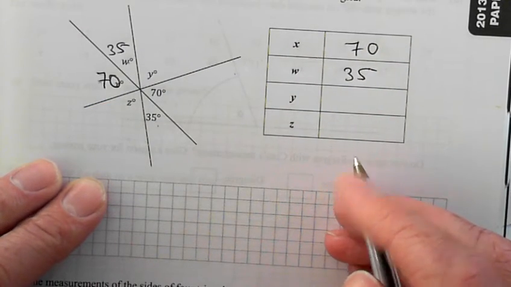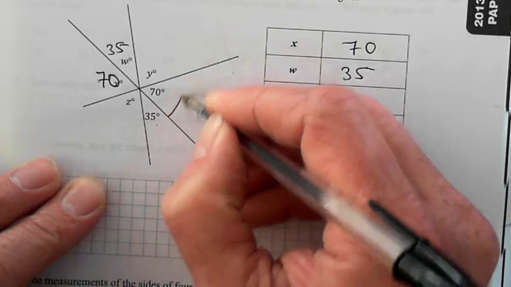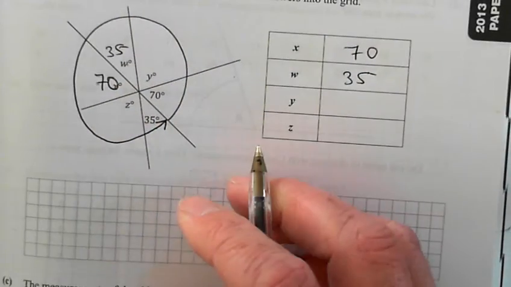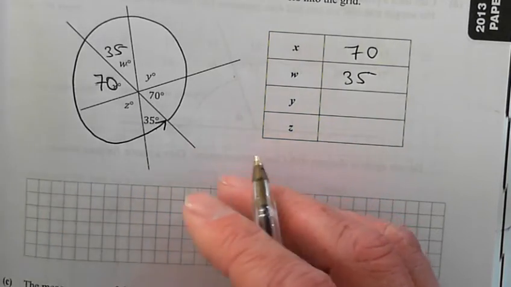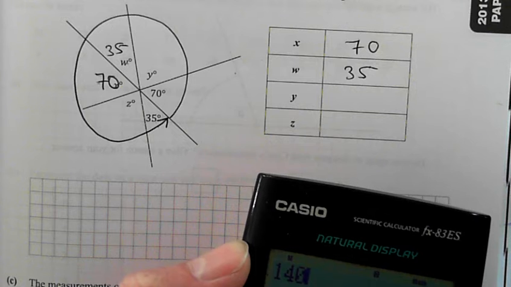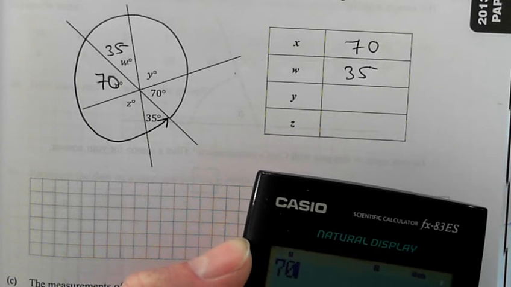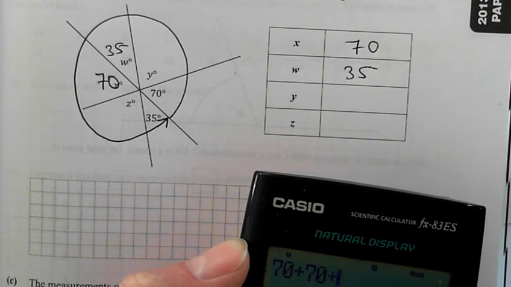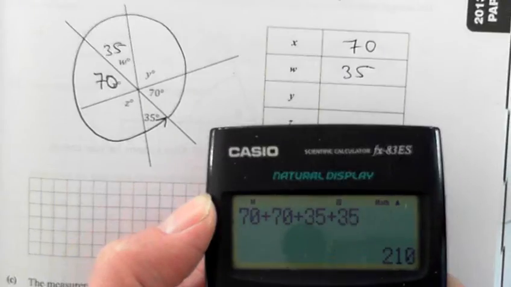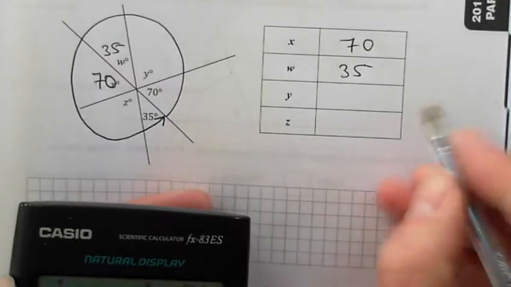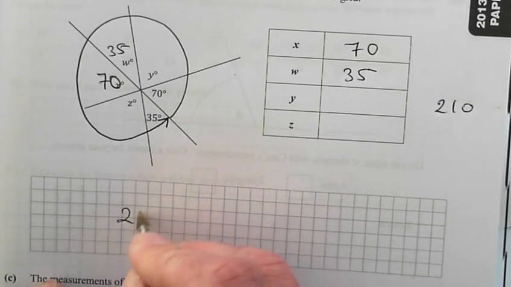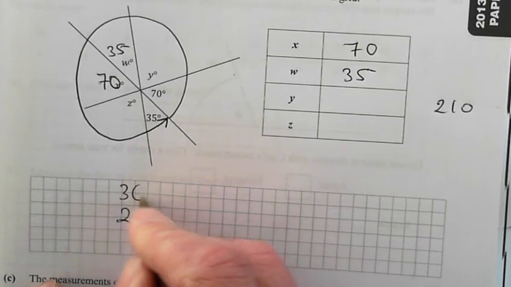Right. You know that the complete circle is 360. So we'll add up what we have so far. We've 70 plus 70 and 35 plus 35. So 70 plus 70 plus 35 plus 35, and we've got 210 when we add them all together. So 210. Write it down here. 210. The complete circle is 360.